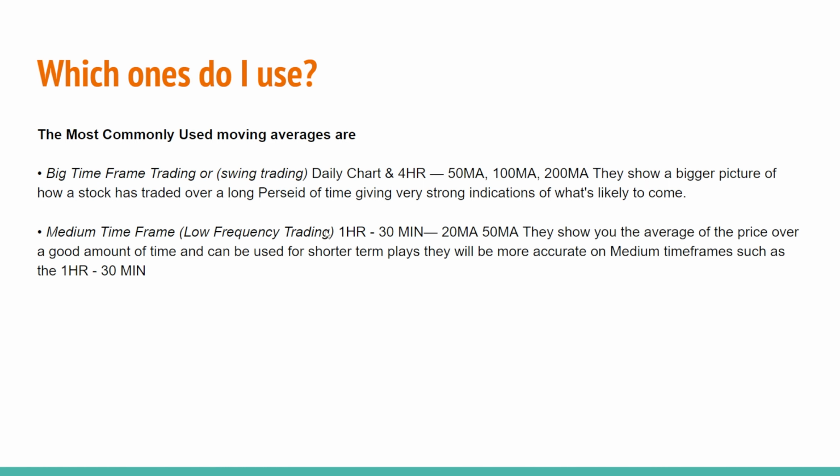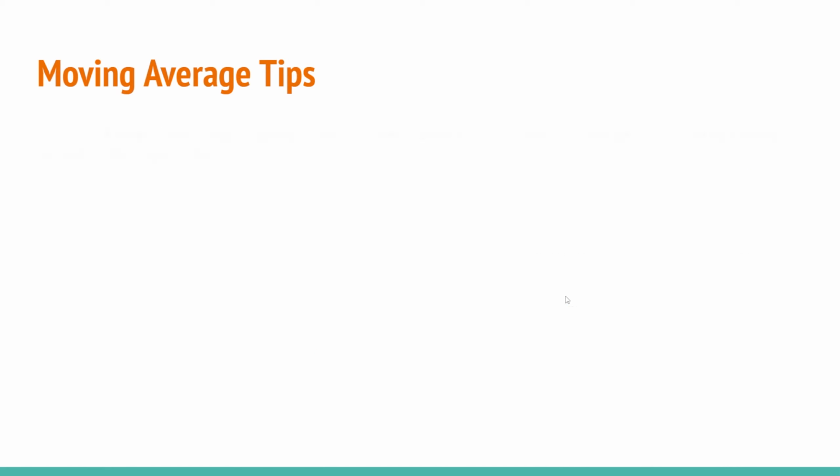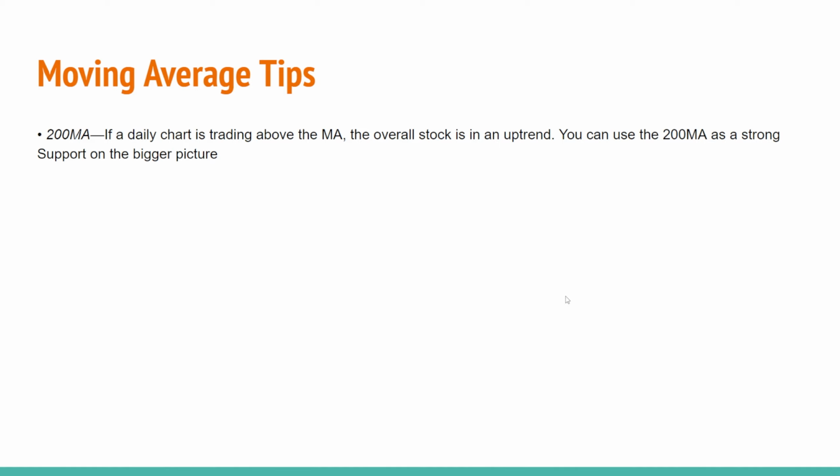Your medium time frame, so for low frequency trading, is going to be the 20 and the 50. So that's the 21 and 50, or the 20 and 50, where the crossover comes into play. And then for smaller time frames, the ones that I personally use, the 5 and the 8 or 5 and the 9, are for day trading or scalping. That's what we do.